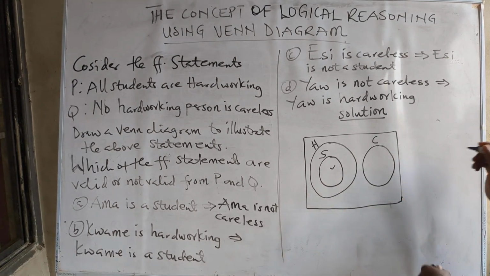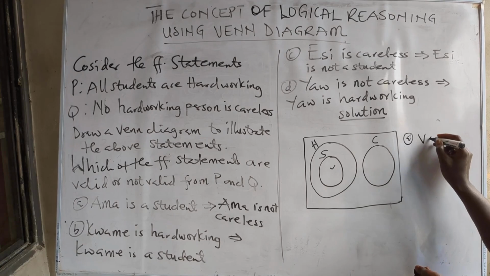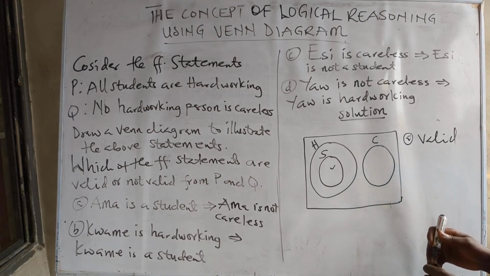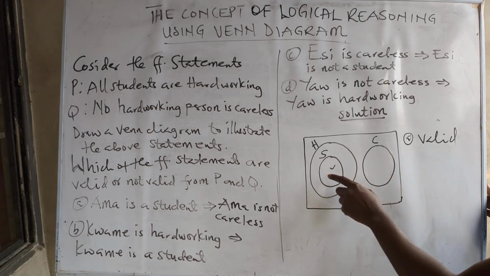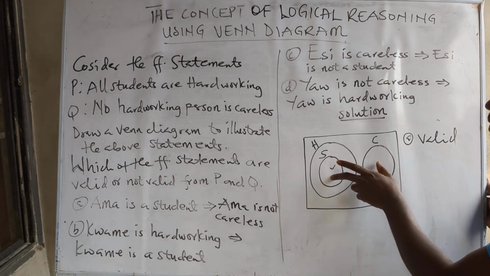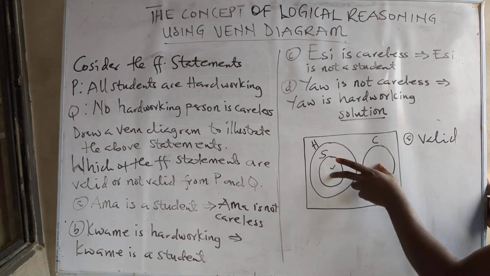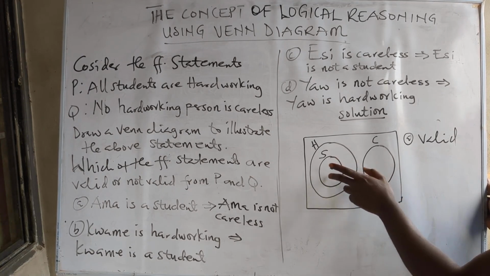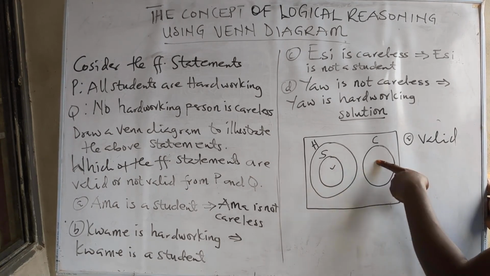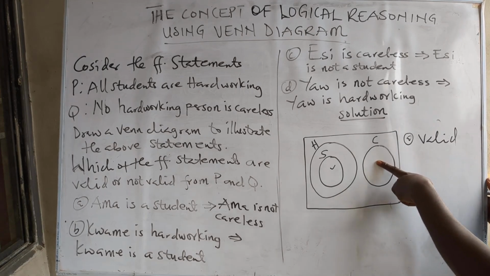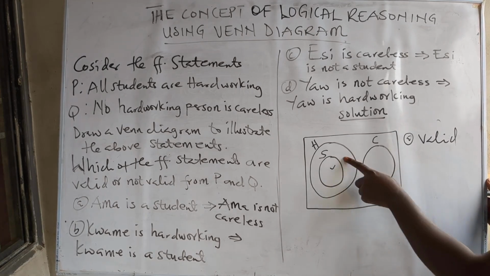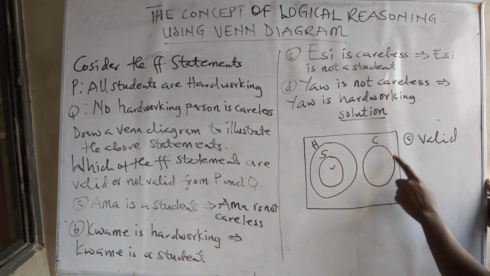It is true. So the statement is valid because the moment Amma is here, a student has nothing to do with here because it is even disjoint. So the moment a student is here, then the student cannot be here. Alright, so if Amma is a student, then Amma definitely is not here. The moment you are here, you cannot be here. Okay, so it is valid.